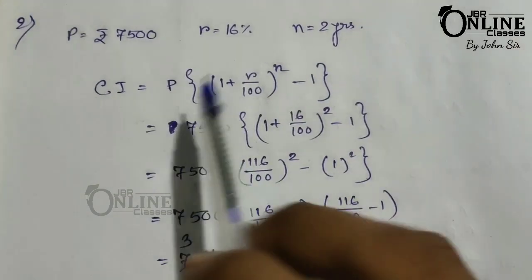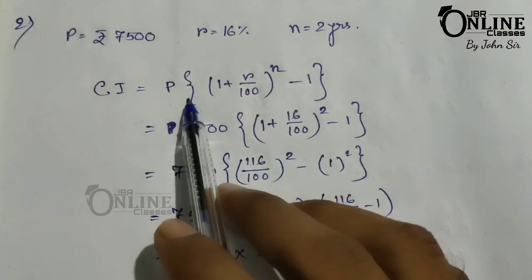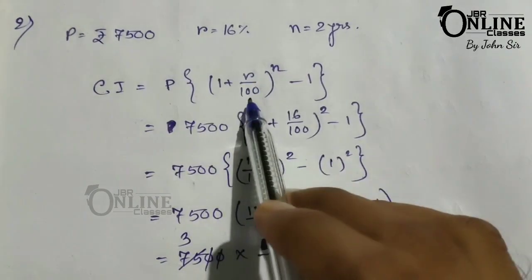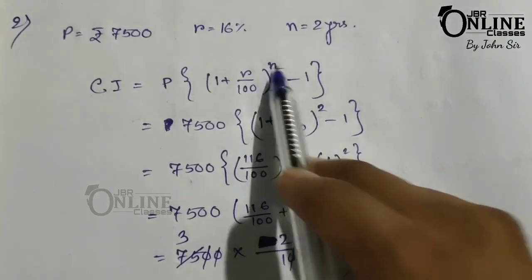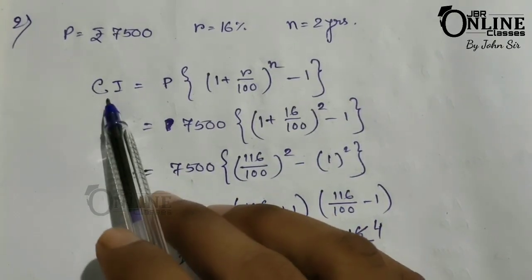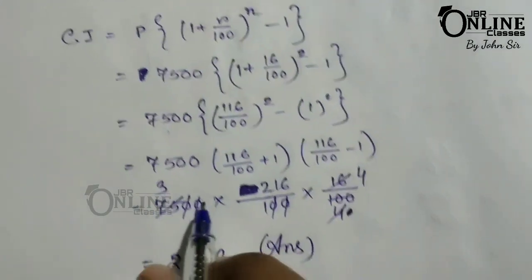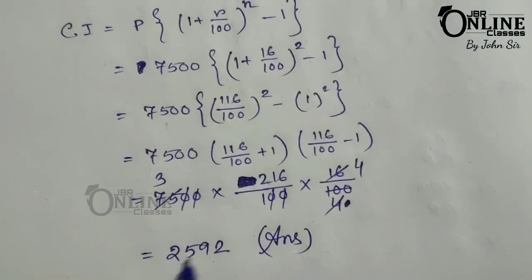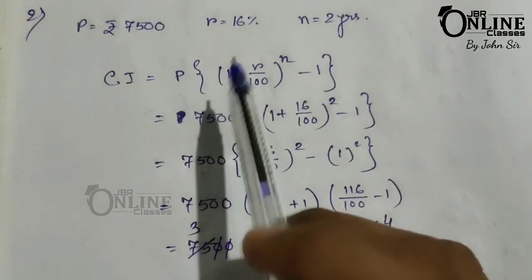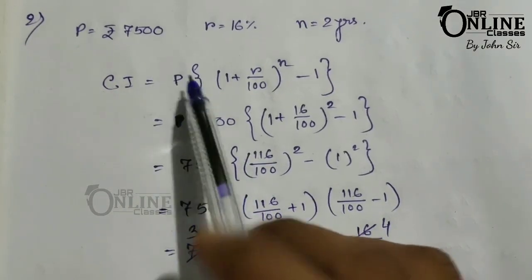So here I apply the direct formula of compound interest, that equals P in second bracket (1 plus R by 100) whole to the power N minus 1, bracket close. So that is the direct formula of compound interest. Now put down the value of P, R and N and you will get the final value, that equals 2592.